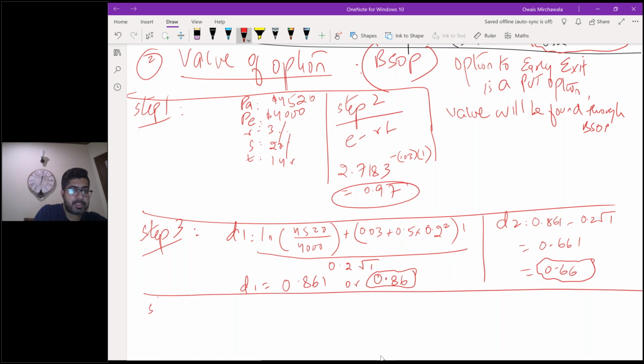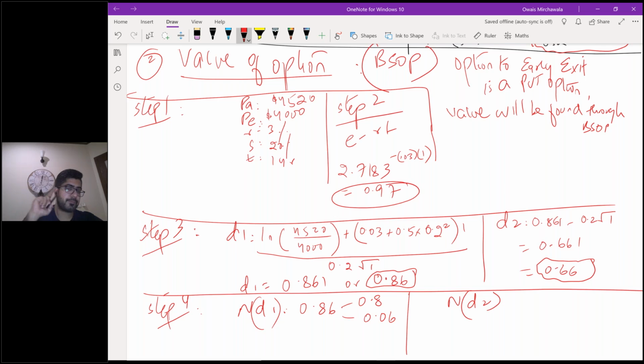Okay, now in step 4, you need to find ND1 and ND2. For ND1, you first have D1, 0.86. Break it into 0.8 and 0.06. And for ND2, you have D2, 0.66, break it into 0.6 and 0.06.